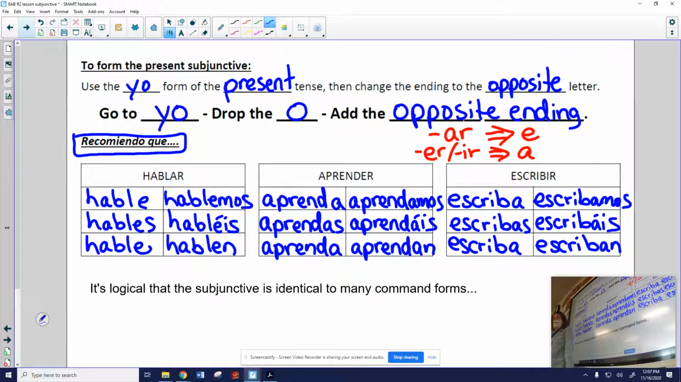Bien? Whew. This isn't on your paper, but it's here to remind me to tell you that it's kind of logical that the subjunctive is identical to commands. Negative tú commands, usted commands, ustedes commands, it's kind of logical. Because commands have to do with one person influencing another, right? I'm commanding you to do something. And the subjunctive also is about one person influencing the actions of another. I recommend that you do this. I suggest that they do that. So it makes sense that they're very similar.